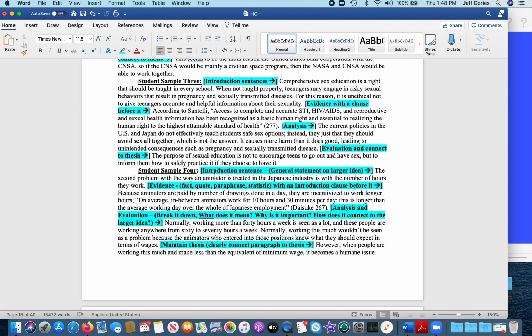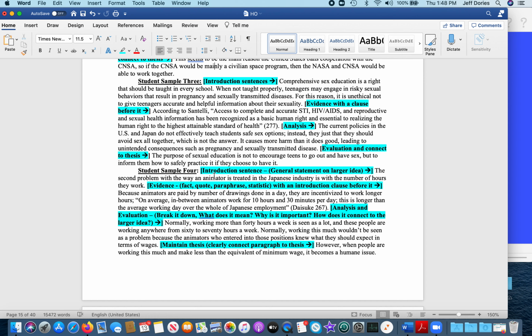So introduction sentence, again, if you just read this, you should know what the paragraph's about. Comprehensive sex education is a right that should be taught in every school. When not taught properly, teenagers may engage in risky sexual behaviors that result in pregnancy and sexually transmitted diseases. For this reason, it is unethical not to give teenagers accurate and helpful information about their sexuality.